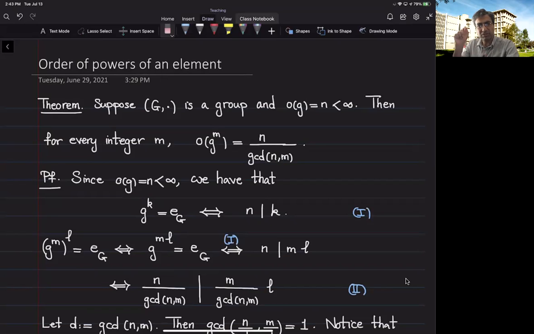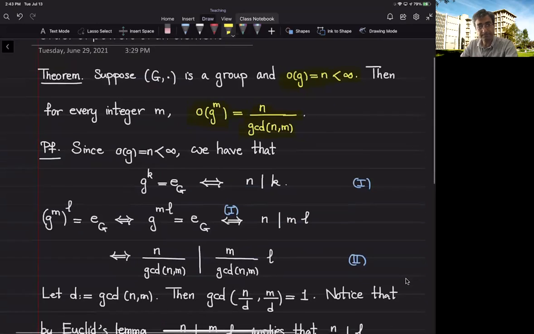So if the order of g is n, then the order of g to the m is a divisor of n, and it is precisely n over the greatest common divisor of n and m. Let's go over this again. If the order of g is n, and it is a finite number, then the order of g to the m, for every integer m no matter what you pick, is n over the greatest common divisor of n and m. Okay, so let's try to prove this.